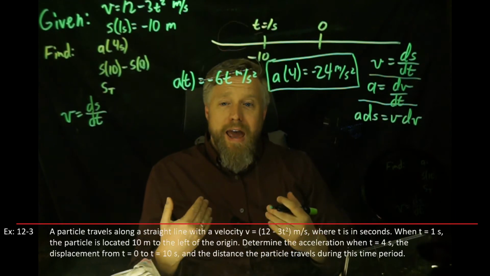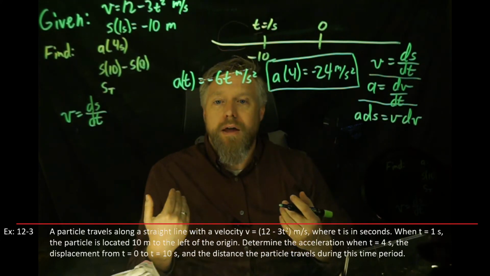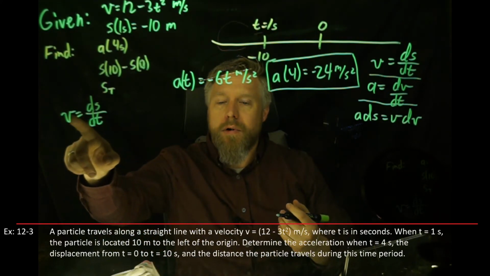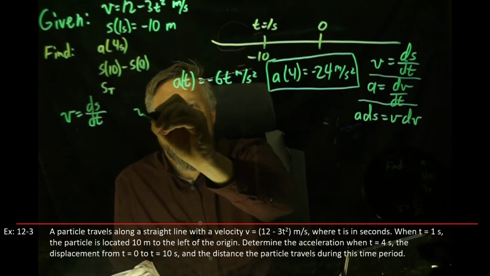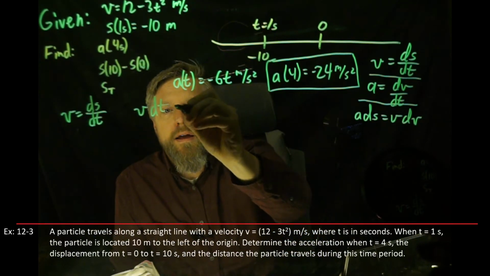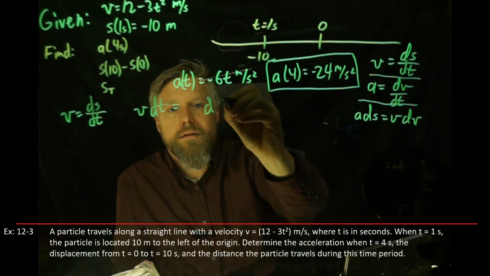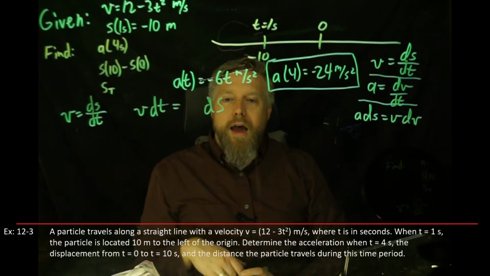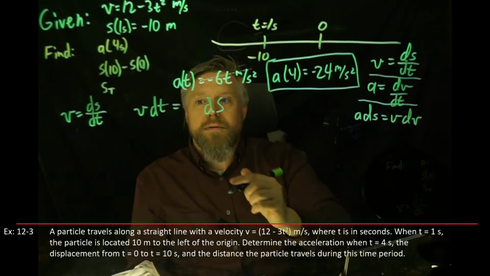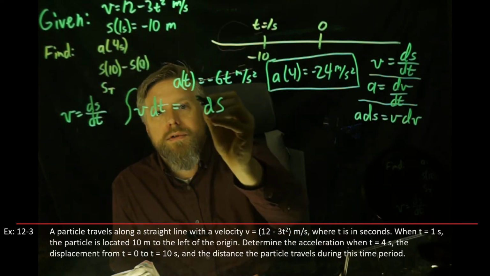We want to isolate s, so we're going to need the antiderivative. How we do that is I'm going to take the dt and multiply it by the other side, and we get v dt. That's going to be equal to ds. OK, I have derivatives here. I need the antiderivative, or the integral. So I'm going to take the integral of both sides.